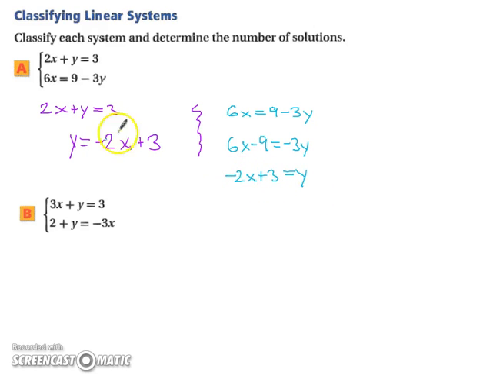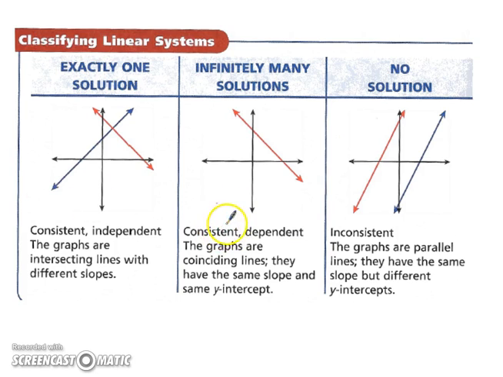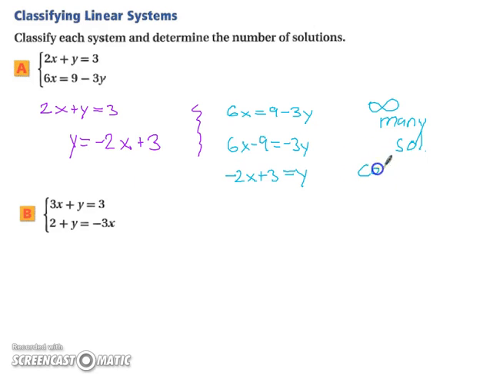Alright, well, the slopes are the same, so it could be parallel, or you could have a system with infinitely many solutions. So let's look at our y-intercepts. The y-intercepts are exactly the same, so it's the exact same equation. Therefore, there are infinitely many solutions. And if we look back, if it has infinitely many solutions, it's consistent and dependent.